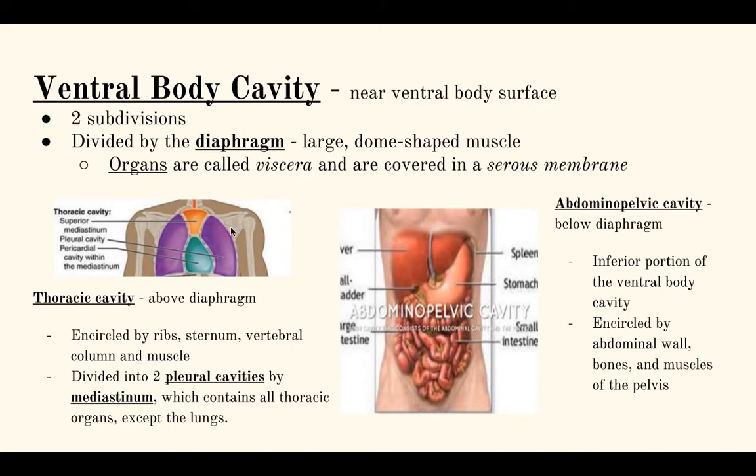All right, let's start on top here, the thoracic cavity. The thoracic cavity is found above the diaphragm. The thoracic cavity is encircled or protected by the ribs, the sternum, and the vertebral column and muscles.